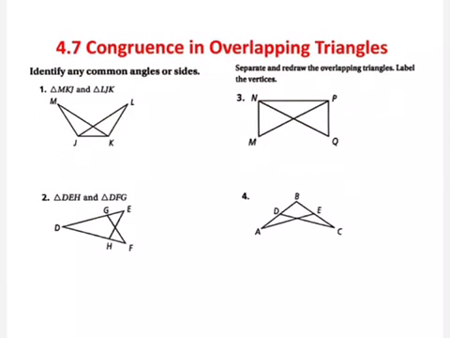Here it asks us to identify any common angles or sides. Looking at this particular picture, we should recognize that they're sharing common side JK. Or from just looking at the name, they have J and K in common. In 2, both names have the letter D in them, so there's a good chance that the common piece would be angle D.